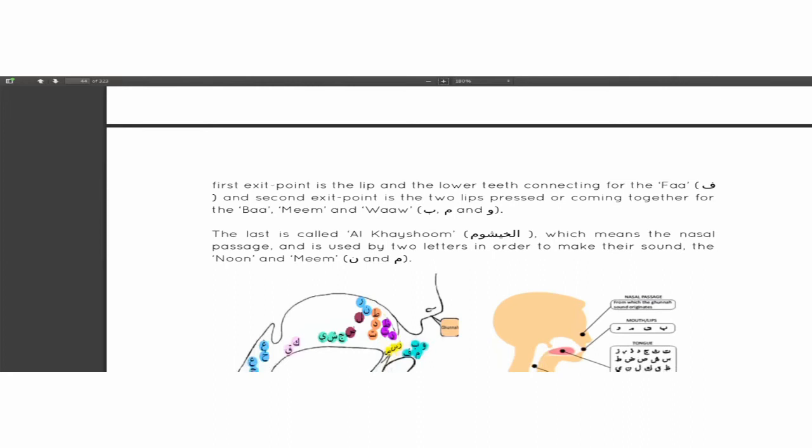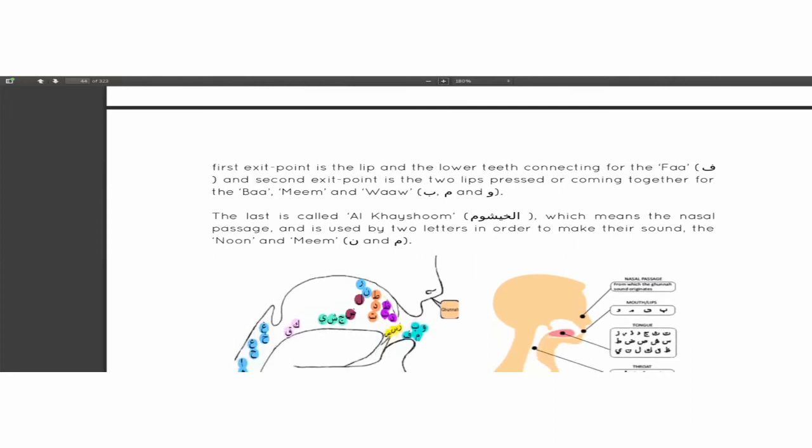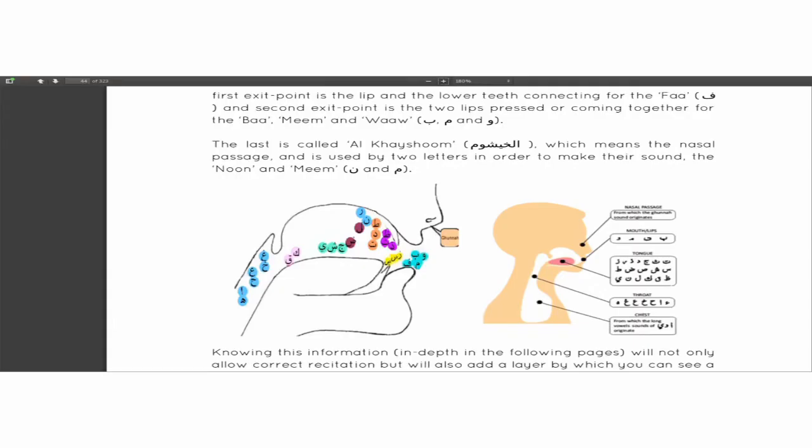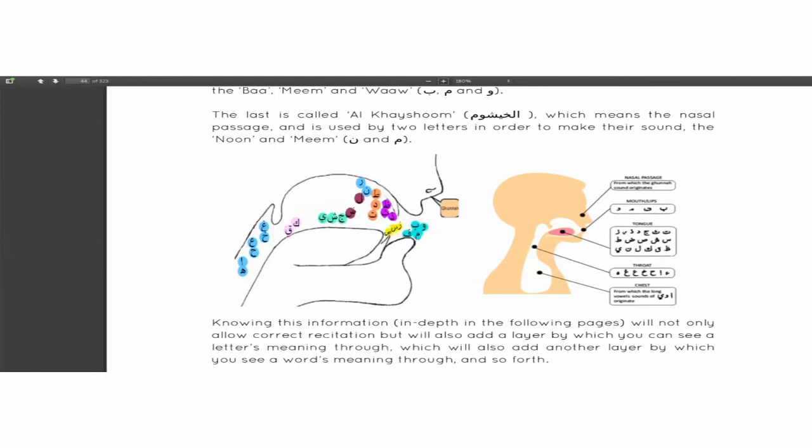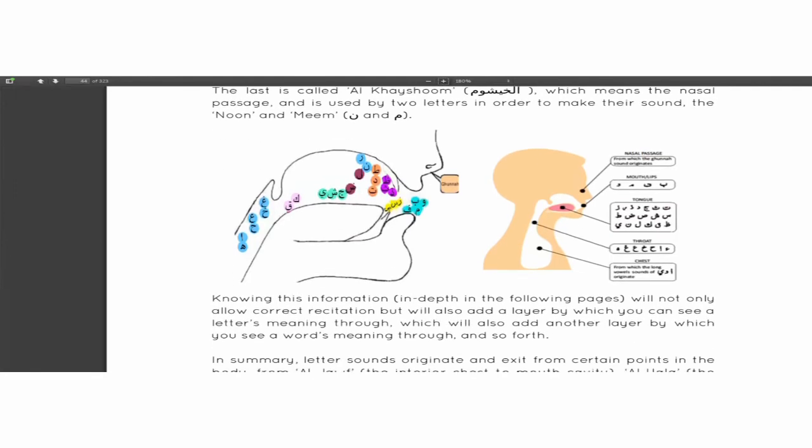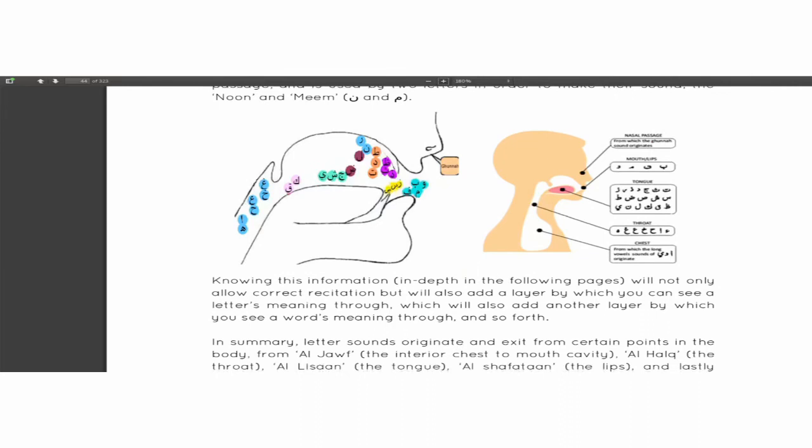The last is called al-khayshum, which means the nasal passage, and is used by 2 letters in order to make their sound, the noon and meem. Knowing this information in depth later on will not only allow correct recitation, but will also add a layer by which you can see a letter's meaning through, which will also add another layer by which you see a word's meaning through, and so forth.